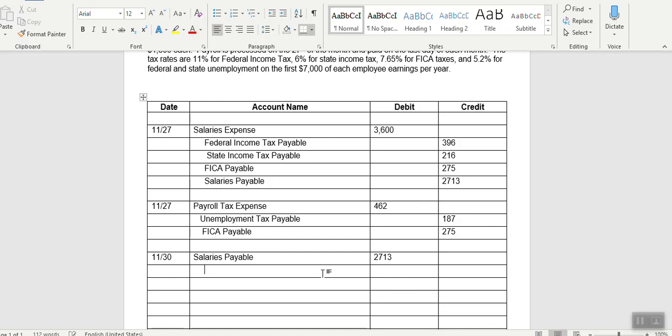And generally, employees like to be paid in money, so we're going to credit cash. And when I say cash, that's cash in the bank. That includes paychecks. So debits and credits in balance. That's all there is to it.